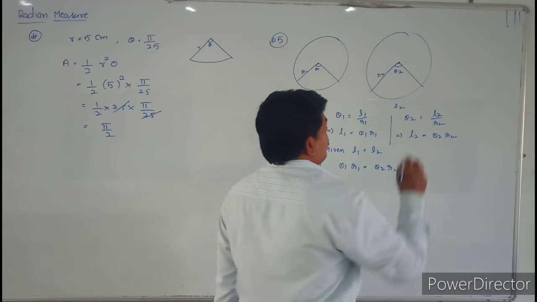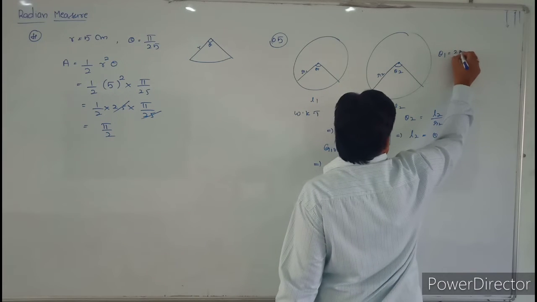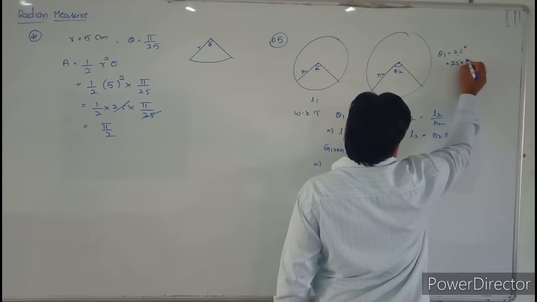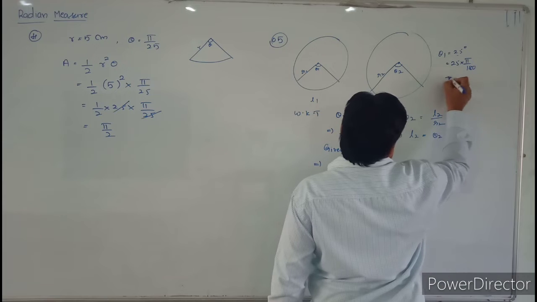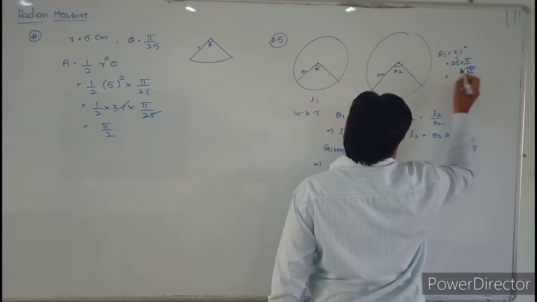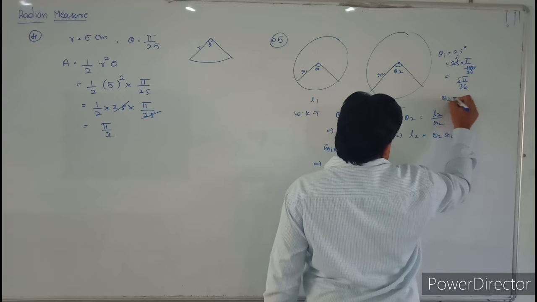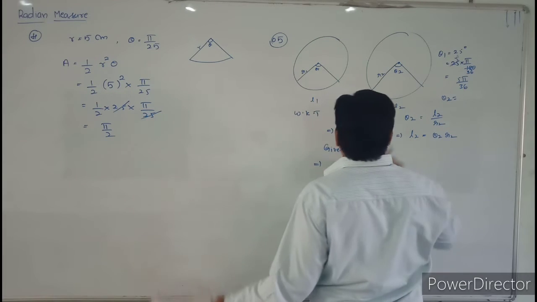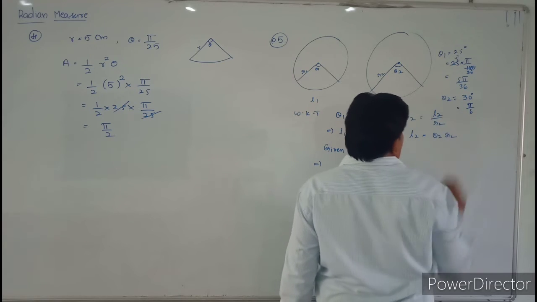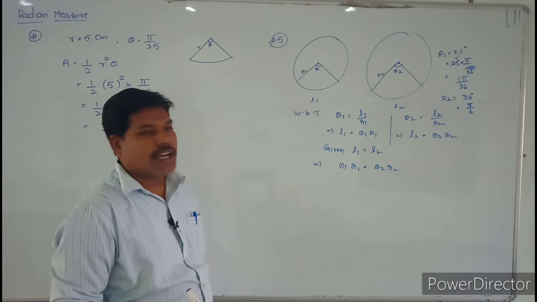Here, theta 1 is given as 25 degrees. First we convert this into radian measure: 25 into pi by 180. Cancelling, the 5s cancel and 5 into 36 remains, so that is 5 pi by 36. Similarly, theta 2 is given as 30 degrees. 30 degrees is pi by 6, because 30 into pi by 180 cancels to pi by 6.